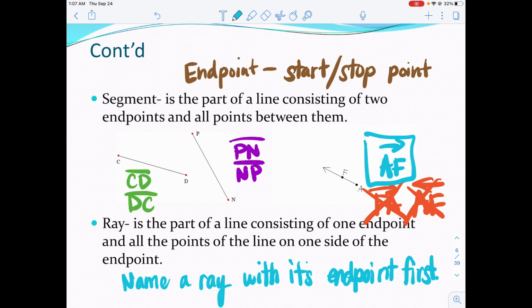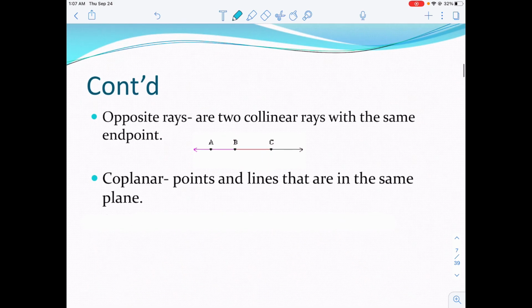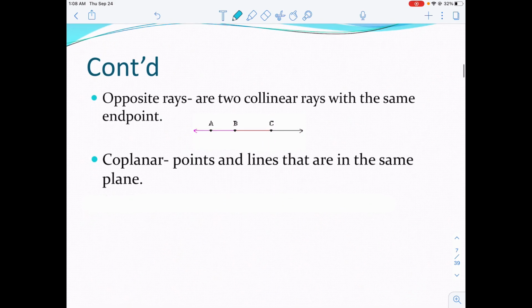We're almost done, guys, so let's go ahead and finish up. We have two last terms, and then we have a couple of concepts that we need to go over. So let's talk about the first term here. Our vocab word is opposite rays. Opposite rays are two collinear rays with the same endpoint. So that we understand, opposite rays have to have the same endpoint. Basically, the endpoint has to be in the middle of our line, quote unquote line.